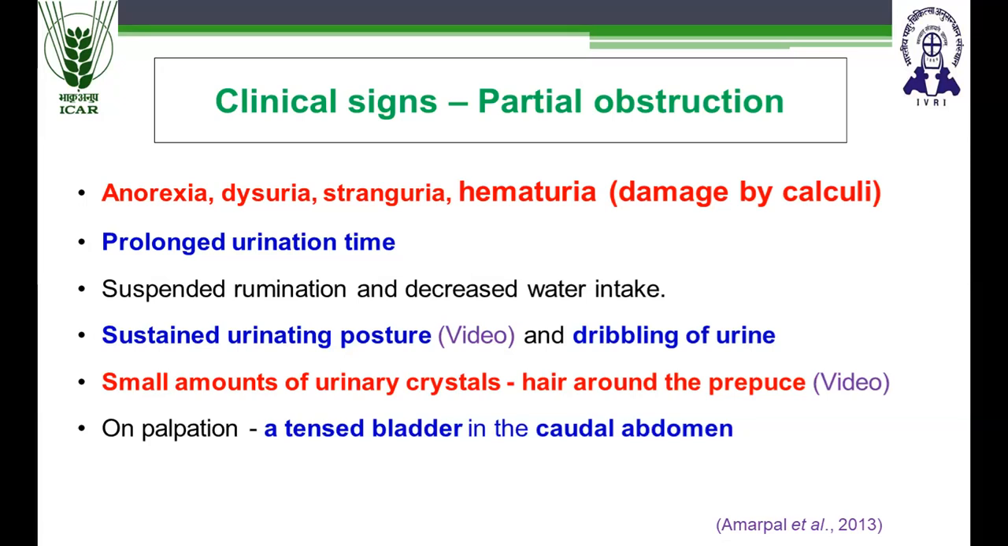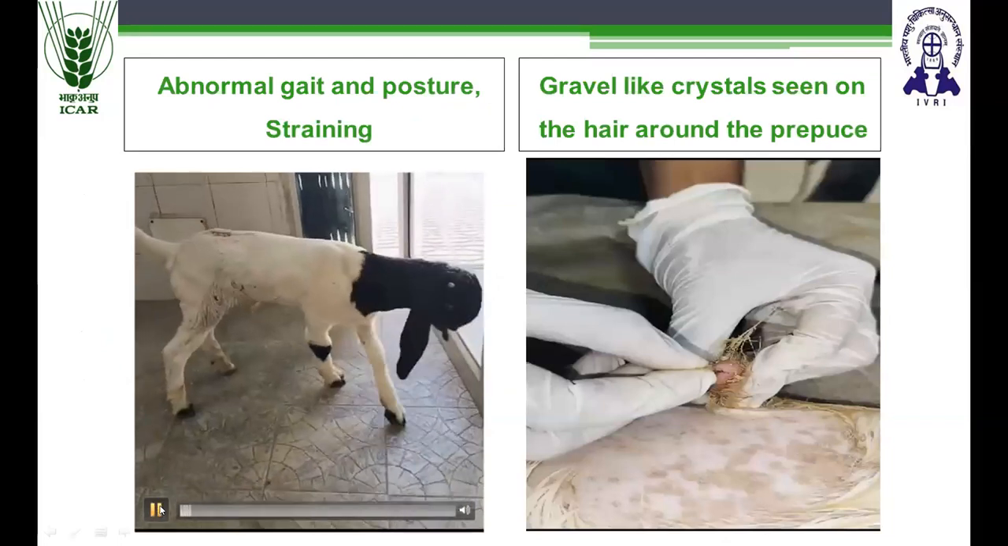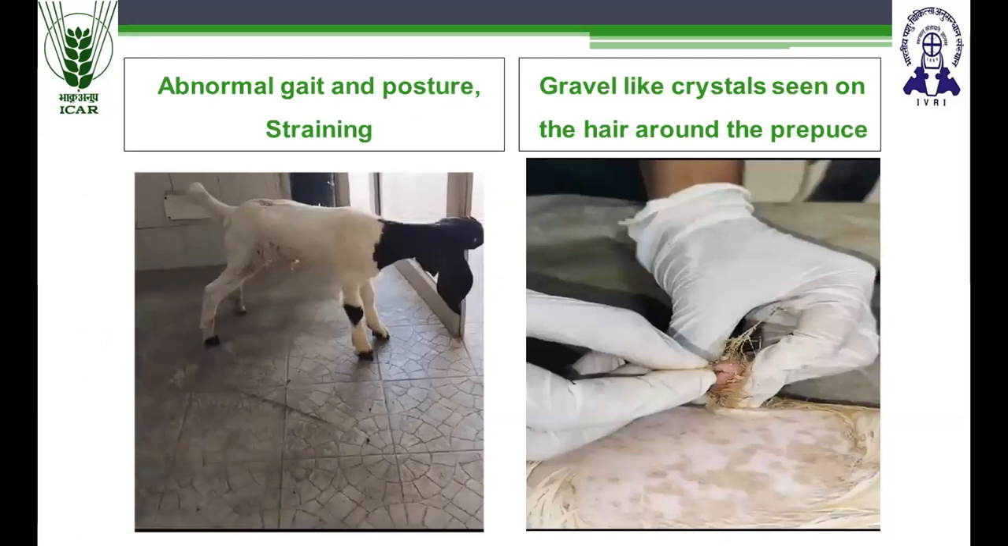In most of the cases presented in the clinic, we can appreciate a small amount of urinary crystals in the hairs around the prepuce. And in goat especially, we can palpate a tensed bladder in the caudal abdomen compared to the buffalo. So I am hereby depicting a video. See, in this you can appreciate the abnormal gait and posture and the straining of the goat.